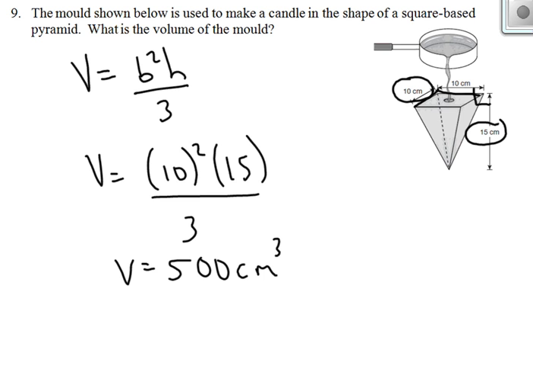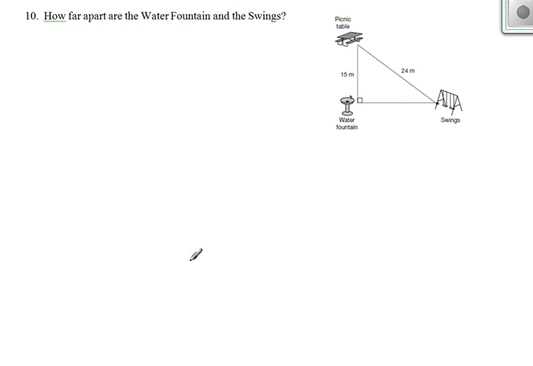Let's look at question 10. How far apart are the water fountain and the swings? So it wants this distance here, and they've clearly given us a right-angled triangle. So we're going to be using the Pythagorean theorem, because the Pythagorean theorem is the formula for finding the length of one side of a right-angled triangle.